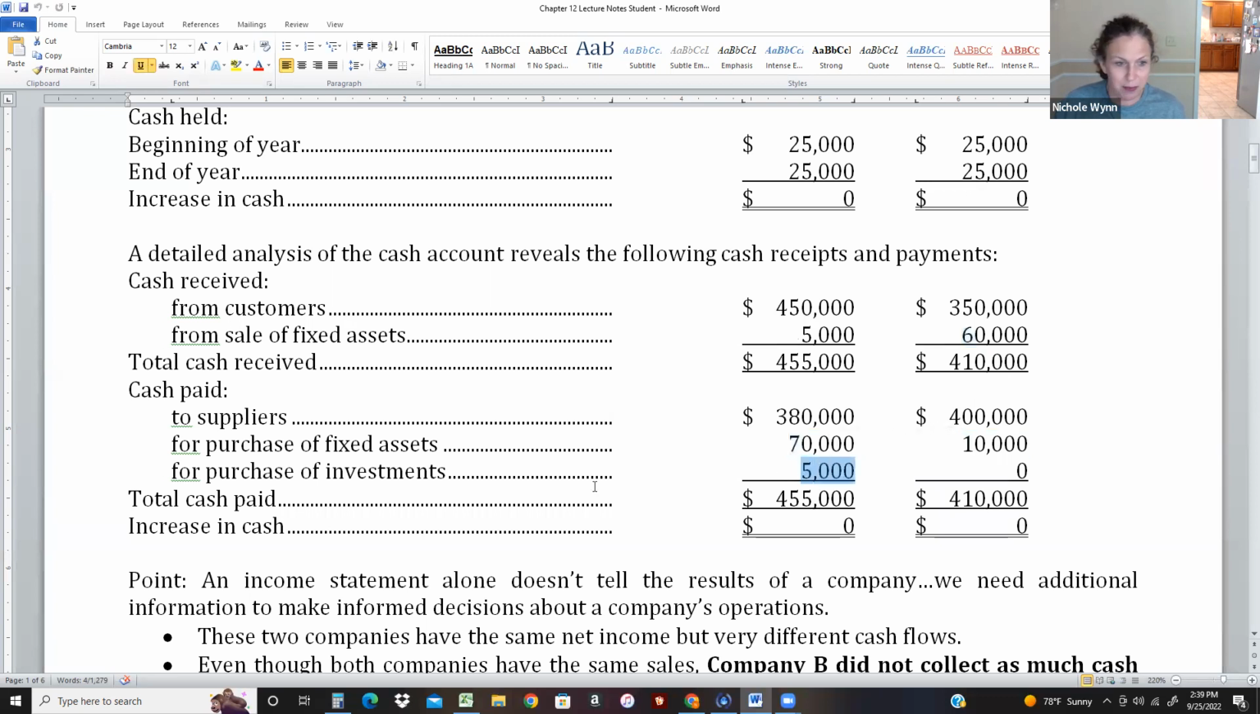Company A also had enough money that they invested in others. So they bought some investments in other companies. And so these two companies are very different. And that's what I want to point out to you, that by digging into the cash flow, I can actually see a lot of differences between these two companies.